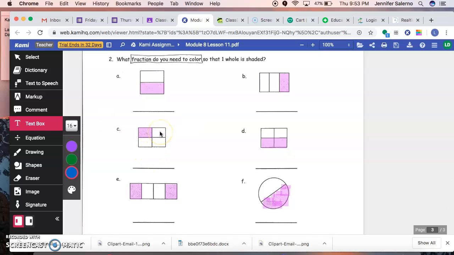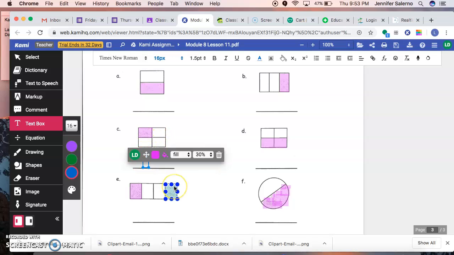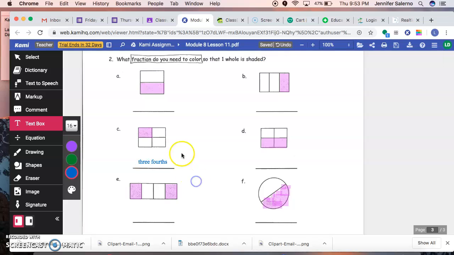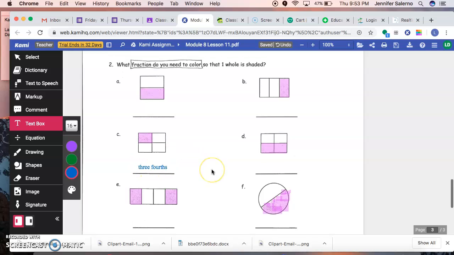Now, when I look at what's not shaded, I have 1, 2, 3. So I have 3 parts that are not shaded, but 3 is not my answer because I'm writing a fraction. Now I have to count the total number of parts. 1, 2, 3, 4. So 3/4 would be my answer because again, 3 parts were not shaded and there are 4 parts altogether. So that's 3/4. So again, for this part, you are looking at what is not shaded to help you come up with your fractions. And again, I will put the reminder here for you to help you.